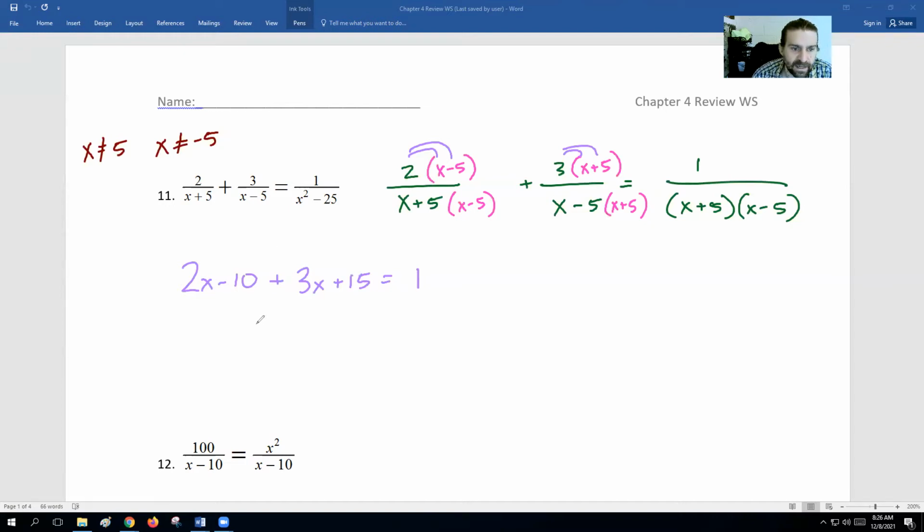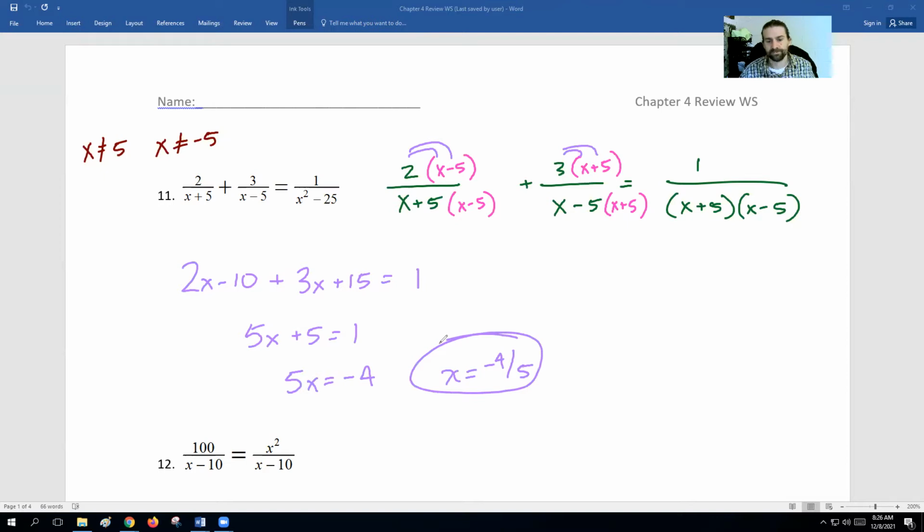So we add the x's together. We got 5x, and then we'll put this together, a negative 10 and a positive 15. That is a positive 5. We can minus the 5 over. That's negative 4. And we can divide, and we would get negative 4 over 5. That is not an extraneous solution, so that's good to go.